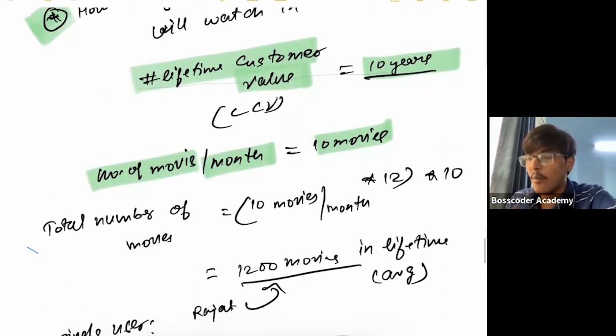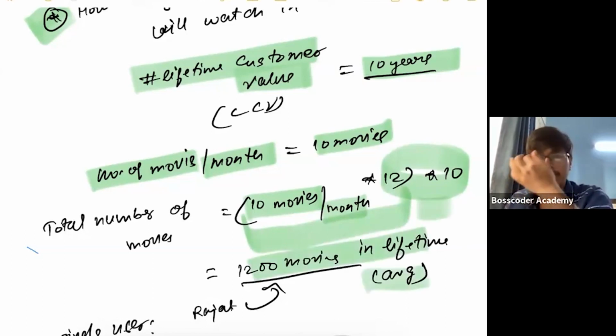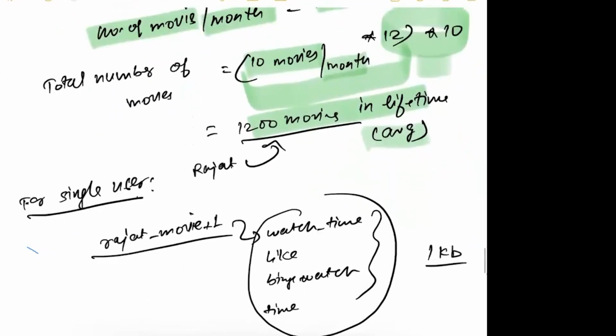So how many total number of movies is one user watching? Any user is watching 10 movies a month, and they are watching for 10 years. So if they are watching 10 movies a month, then it will be 120 movies a year, which will be 1200 movies in lifetime, considering they have the subscription for 10 years. Is this clear? Yes, sir. Right.